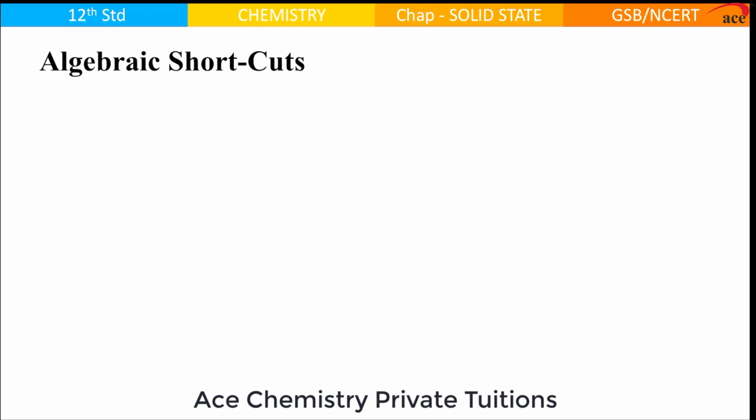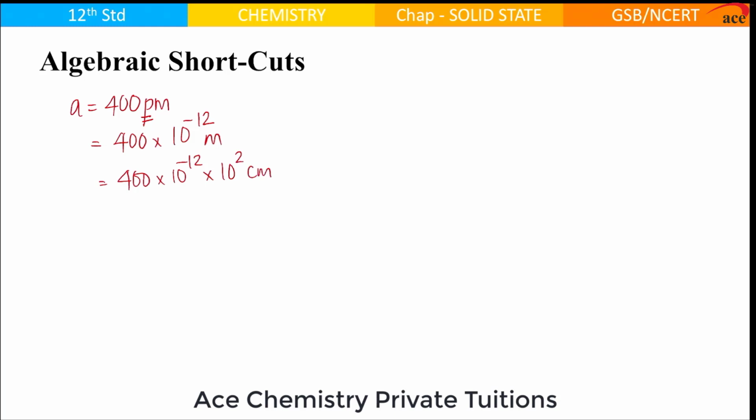Algebraic shortcuts that you should know. If edge length is given as 400 picometer, remember that is 400 multiplied by 10 to the power minus 12 meter, the pico value. Convert this into centimeter. If you convert this into centimeter, that is nothing but 400 multiplied by 10 to the power minus 10 centimeter. Conclusion: whatever this is, just multiply by 10 to the power minus 10 and you will get centimeter. Again, if you rewrite, can I say it is 4 into 10 to the power minus 8 centimeter?